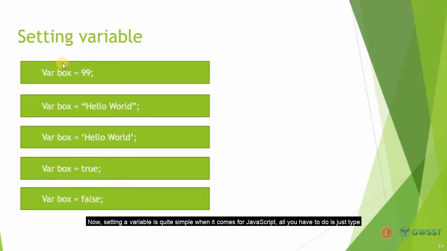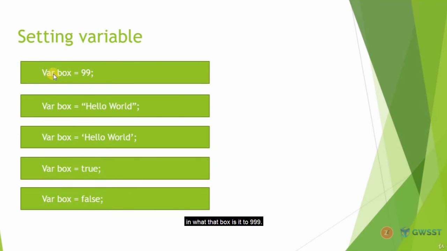Now setting a variable is quite simple when it comes to JavaScript. All you have to do is just type in var box equals 99. But what happens if you take the same box again, say var box equals hello world, is basically it replaces 99 with hello world.